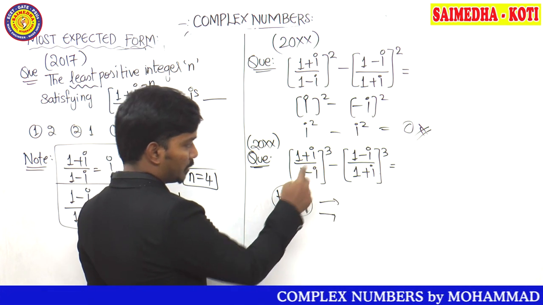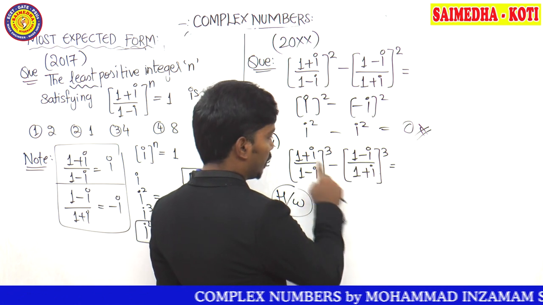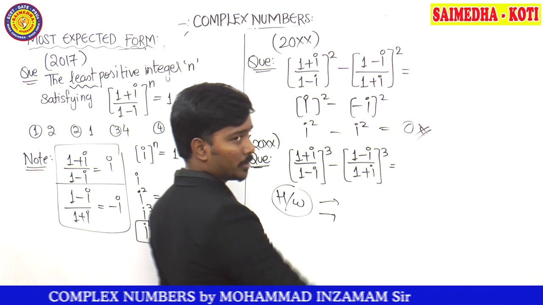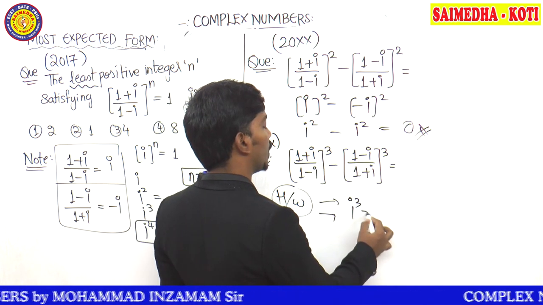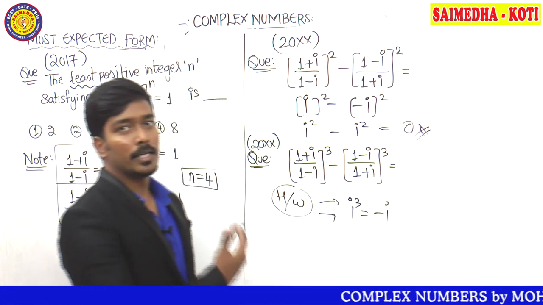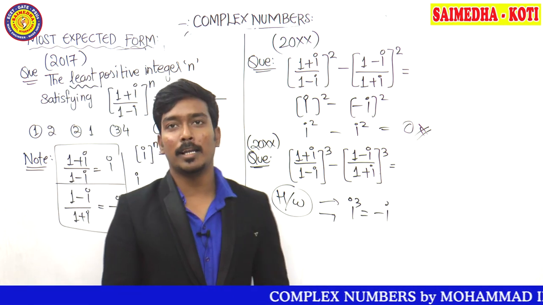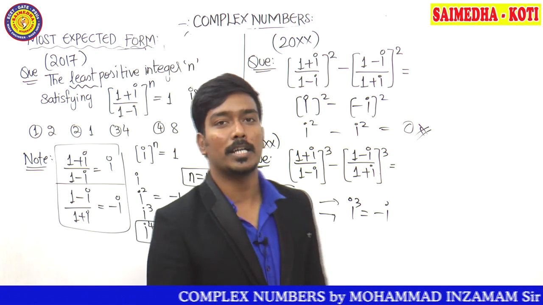Let me give you the first statement. This is i and this is minus i. Even and odd powers are given, and you know the formula: i cube equals minus i. Try solving this problem. In the meanwhile, I'll come with more problems and more parts in complex numbers.